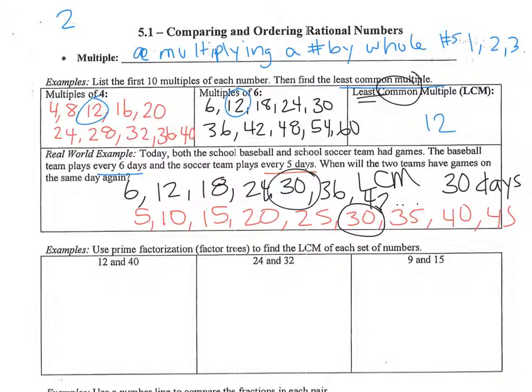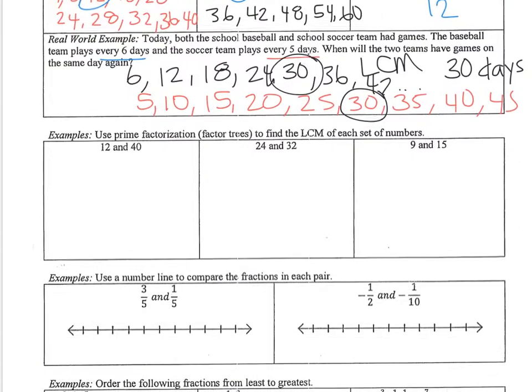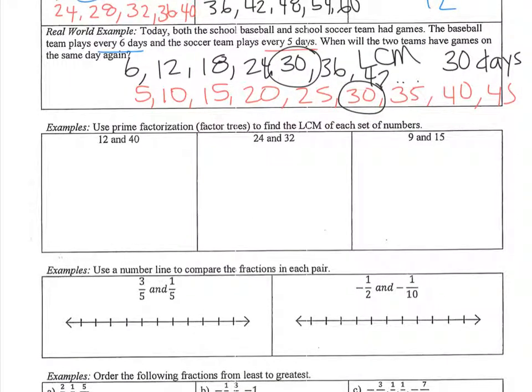So this example reads, use prime factorization, factor trees, to find the least common multiple. I wouldn't find it that way. I think it's faster if you start with the bigger number and then write the multiples of this number and see which one of these numbers goes into 12, or can be multiplied to get 12. So think of multiples of 12.